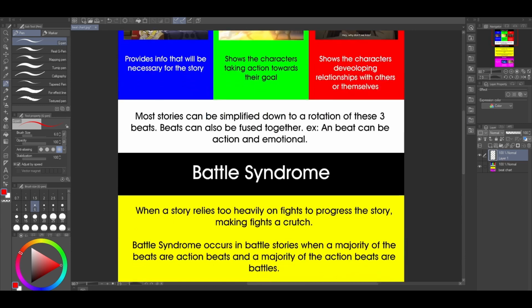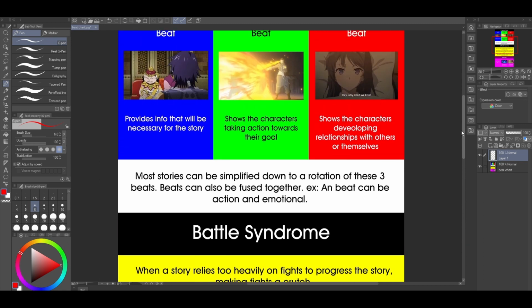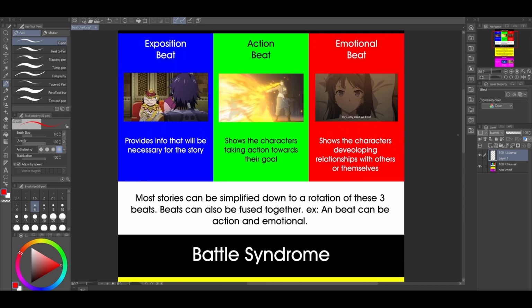So then I said, most stories can be simplified down to a rotation of these 3 beats. Beats can also be fused together. For example, a beat can be action and emotional. An example that came to mind is in Naruto versus Sasuke, there's a point where Sasuke is beating up Naruto and he's about to use his second Chidori.